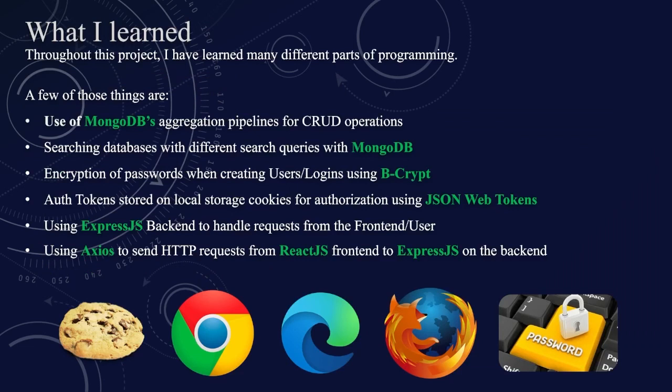Next up, what I learned. I learned a lot on how to use MongoDB's aggregation pipelines for CRUD operations. Searching for different documents on MongoDB was a big thing I had to learn. I also used bcrypt, an npm dependency that allows me to encrypt the password, so when I store it on the database, it does not show the actual password.